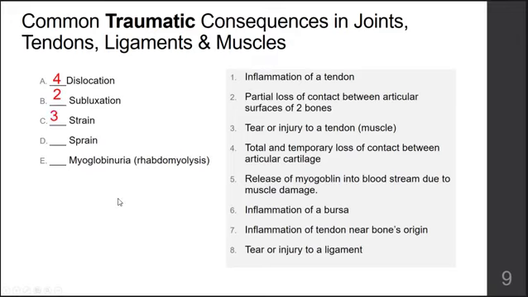Next, we have strain. A strain is the stretching, the tearing of a muscle or a tendon. And strains tend to heal faster than sprains, which are tears or an injury to a ligament. And a lot of that has to do with blood supply to the area, and more limited when it comes to ligaments.